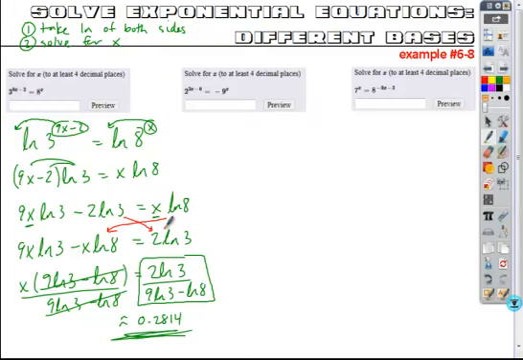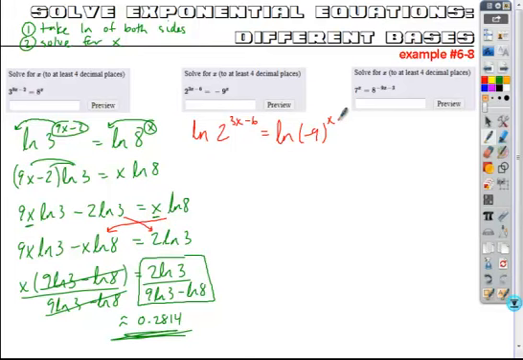All right, let's see how this compares to the next problem. Okay, same idea, base 2, base negative 9, or base 9 with a negative in front. You can't express those using the same base, so I'm going to take the ln of both sides. So ln of 2 to the 3x minus 6, and ln of negative 9 to the x.